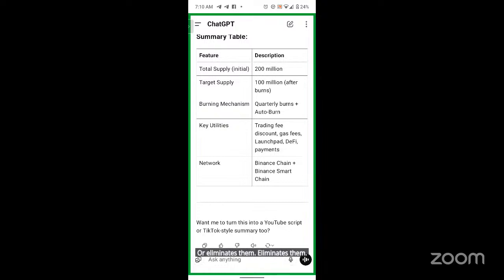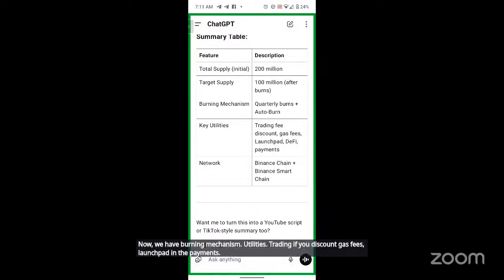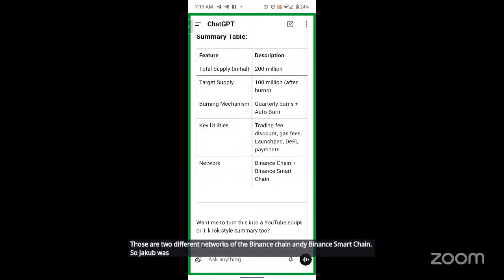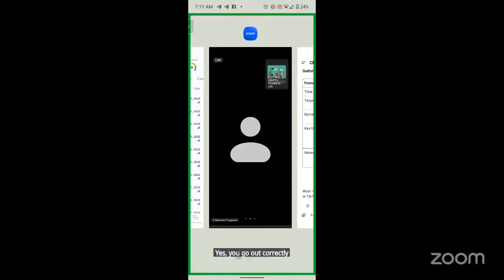Now we have finished the burning mechanism, and we have the key utilities: trading fee discount, gas fees, launchpad, DeFi and payments. Those ones are a bit easier. Network: Binance Chain and Binance Smart Chain. Those are two different networks, the Binance Chain and the Binance Smart Chain. So, whether I want more content, now we can stop there on BNB. Now, BNB, just research.